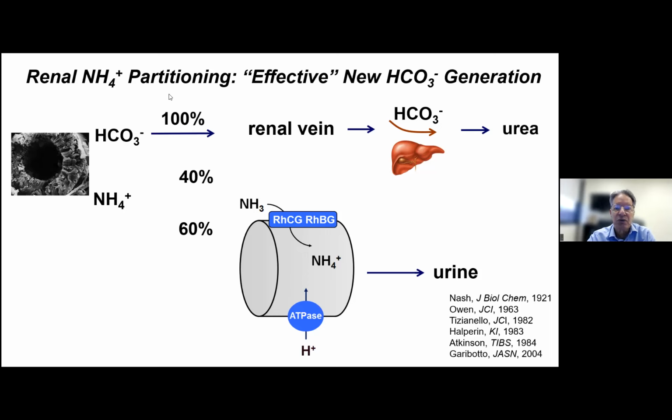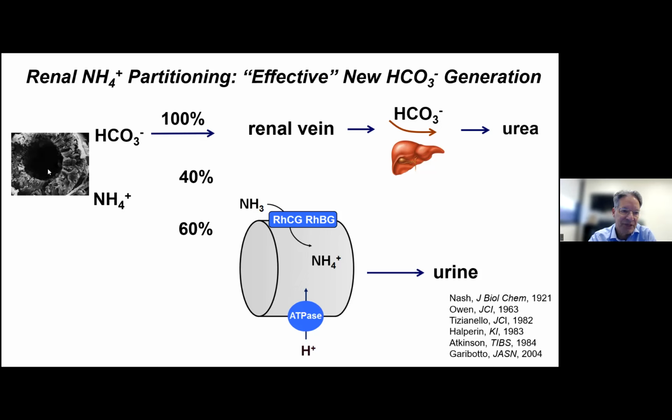Okay, so we have this thing in the human body and in all mammals, a phenomenon called renal ammonia partitioning, and this other concept called effective new bicarbonate generation. So we know that the bicarbonate, this is just a scanning EM of the proximal tubule here. So this is the apical membrane where NHE3 is. This is where the glomerular filtrate is. So the protons come out on NHE3.